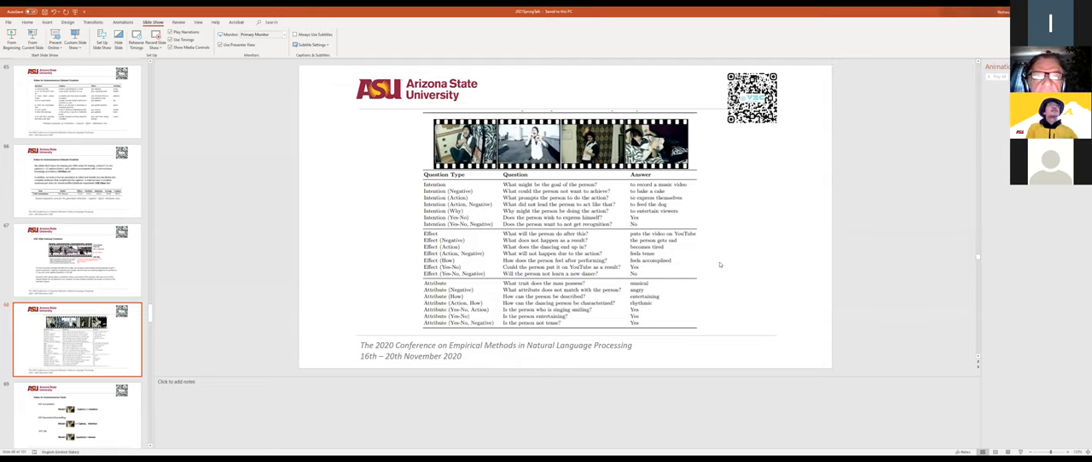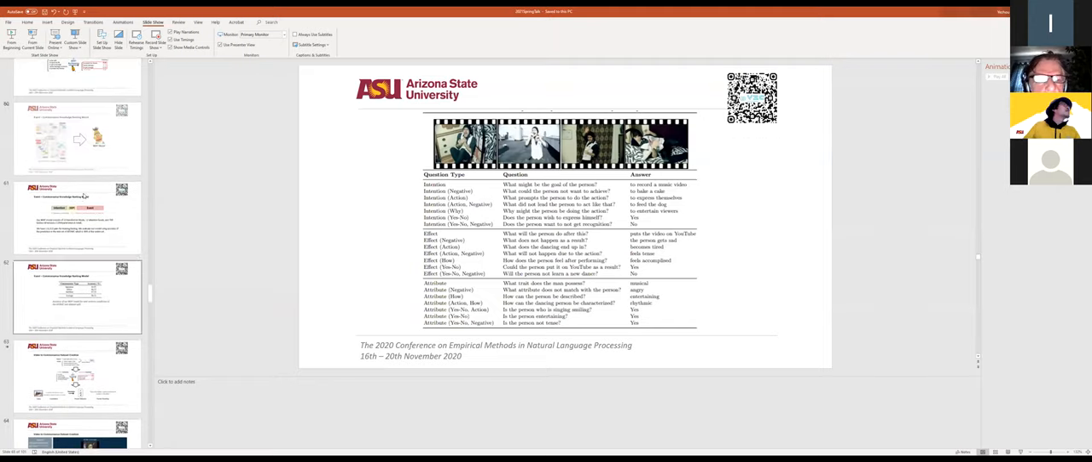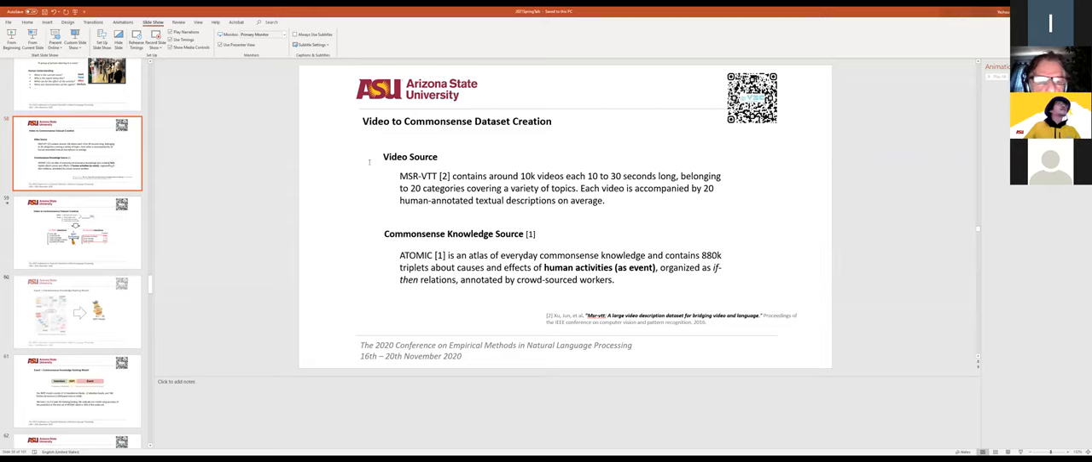Very interesting, very interesting. MSR-VTT is a large video data set. If I can find the information, it contains 10K videos, 10 to 30 seconds long. And they're being utilized as the starting point for augmentation. Very interesting.